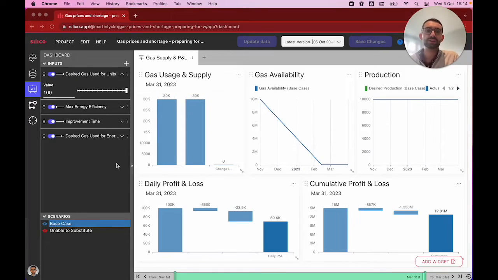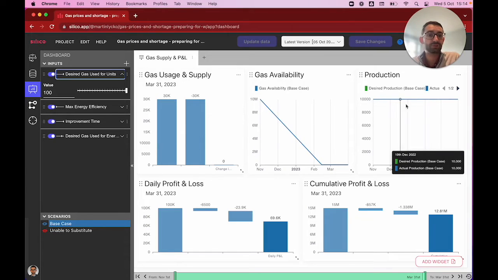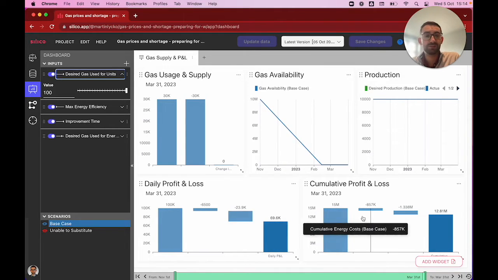What you see on the screen now is one of these interactive dashboards, where on the left here we're visualizing how much gas we get in supplies every day, how much we're using every day, and what net change that results into for our reserve. We got that gas reserve, which hits zero about mid-February. We've got our actual and desired production here, which are the same line for now. And then we've got our daily revenue, energy costs, material costs, and profit, as well as those same outcomes as a cumulative variable.